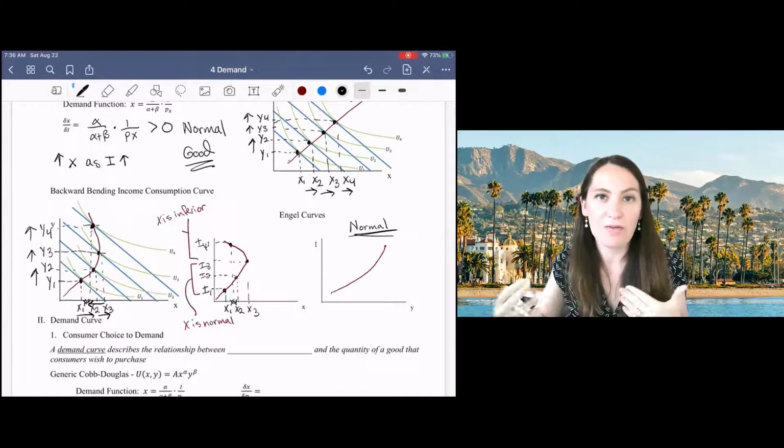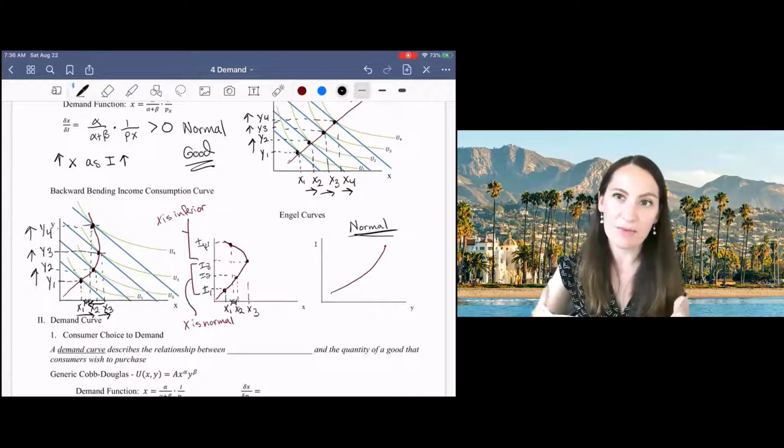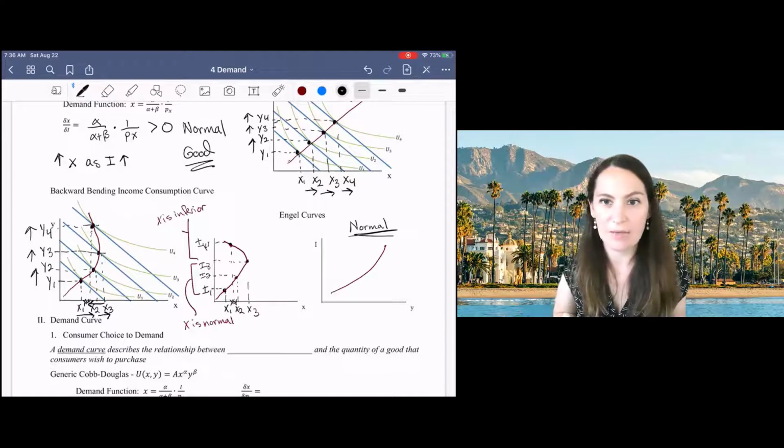All right, so what we've done here is to describe the relationship between income and consumption. We can look at that using our income consumption path, showing the relationship between income and the optimal consumption bundle, both X and Y. Or if we want to plot an Engel curve, that would just be the relationship between income on the y-axis and one of our consumption goods on the x-axis.